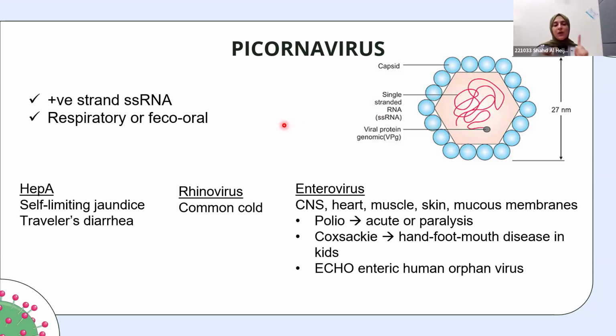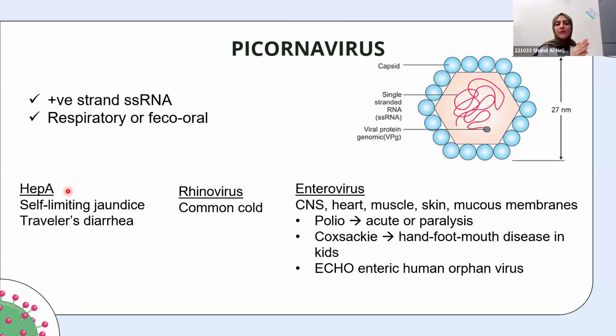And it can be transmitted either by respiratory route or fecal-oral route, depending on the specific viruses under this family. Let's take them bit by bit. Let's talk about the presentation of some specific viruses. So here you have hepatitis A, rhinovirus, and enteroviruses. Enteroviruses is basically a non-specific term, so it's not an actual classification. It has some viruses under it. So hepatitis A, rhinovirus, we also have polio, Coxsackie, and echovirus under picornaviruses.